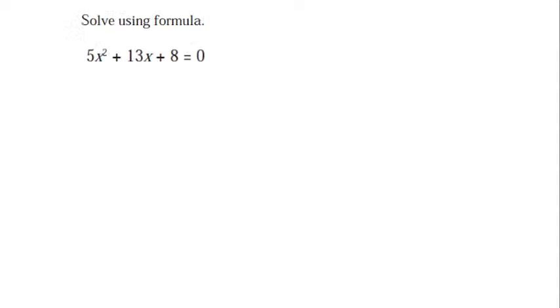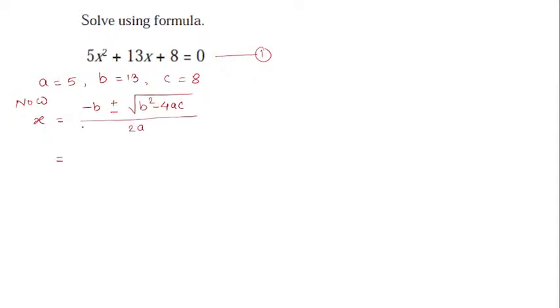Solve using the formula 5x square plus 13x plus 8 is equal to 0. Again the procedure, we have to call this as equation number 1. If we compare this with the general form, the value of a is this time 5, the value of b is 13, the value of c is 8. And now we can use the formula. The variable is x, that is equal to minus b plus or minus under root b square minus 4ac divided by 2a.